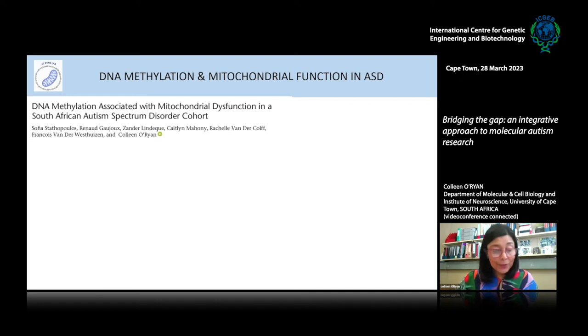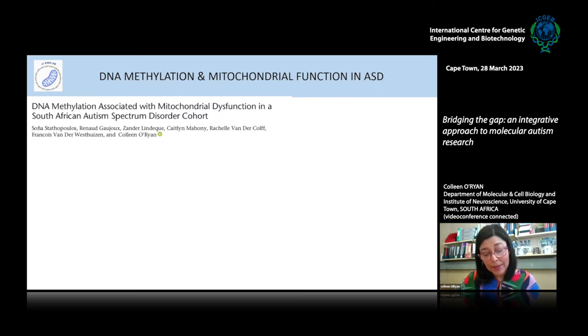So this takes me to my first study, which was published in, I think, 2020. And this was a DNA methylation study. So it's quite clear that there's a strong genetic component to autism. And there are numerous studies, both past and ongoing, where people are looking at SNP data and whole genome sequencing to find genetic loci associated with autism. However, these loci are common SNPs that each only have a tiny, tiny contribution to autism.